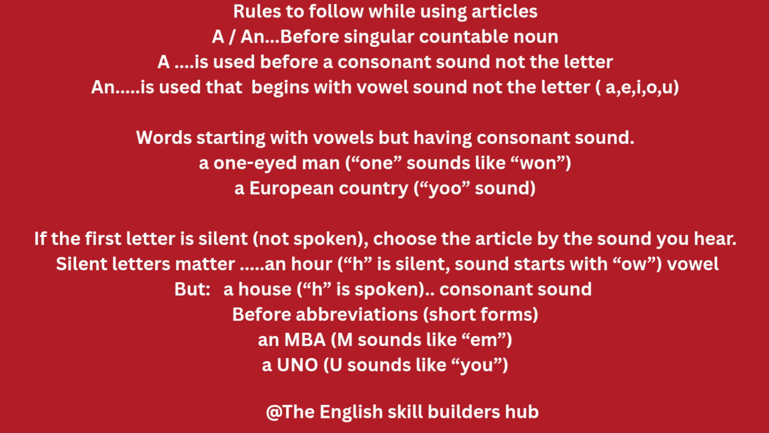Before abbreviations, we should use a or an based upon the sound. Example, MBA. The first letter M has the sound "em", which starts with a vowel sound. That is the reason we used an MBA. See the second example, UNO. The letter U is a vowel letter, but it sounds like a consonant, "yu". If the sound is a vowel sound, then only you should use an, otherwise you should use a.